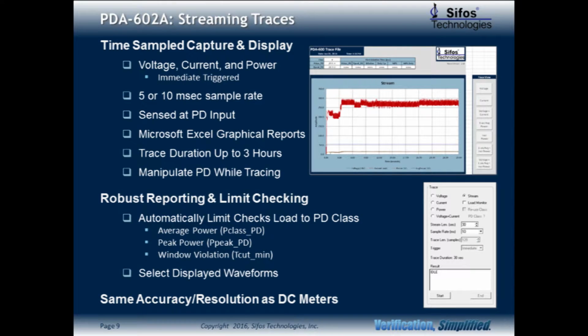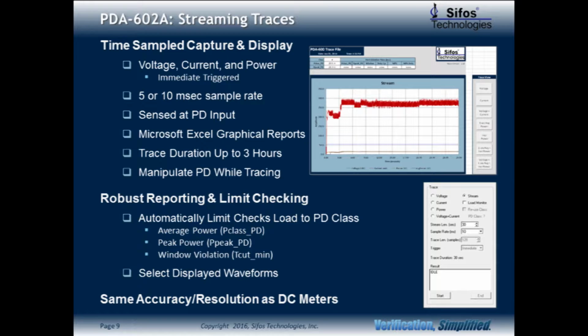A third category of PDA602 measurements is the streaming trace. Like waveform traces, streaming traces result in graphical pop-up spreadsheet reports. Parameters reported include power, current, and/or voltage. Streaming traces are software or user-triggered and can capture data over much longer periods depending on user configuration. Sampling is configurable to 5 or 10 milliseconds and maximum trace duration is about 3 hours.